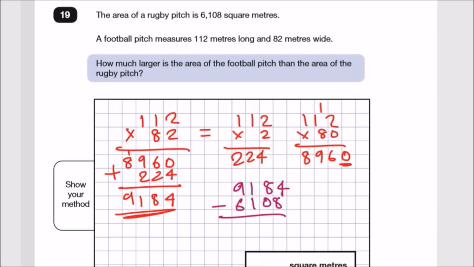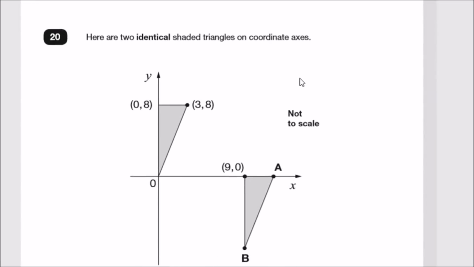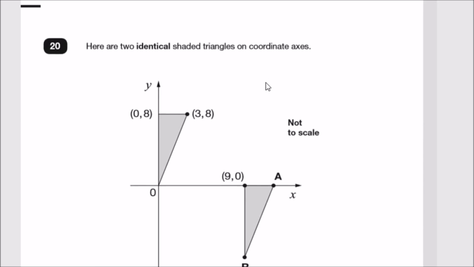So firstly, 4 take away 8, we can't do, so we need to borrow from its neighbor, the 8. That becomes a 7, carry the 1. 14 take away 8 should give us a 6. 7 take away 0 is 7, and 1 take away 1 is nothing, and finally 9 take away 6 is 3. So it's bigger by 3076 square meters. So much bigger, really. Almost done, guys, almost done.